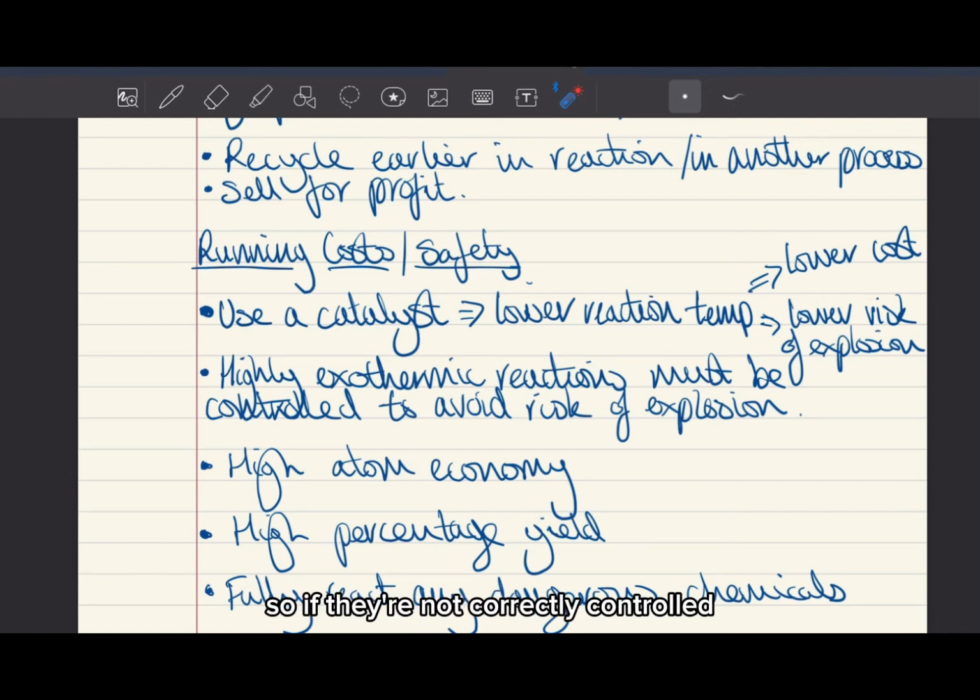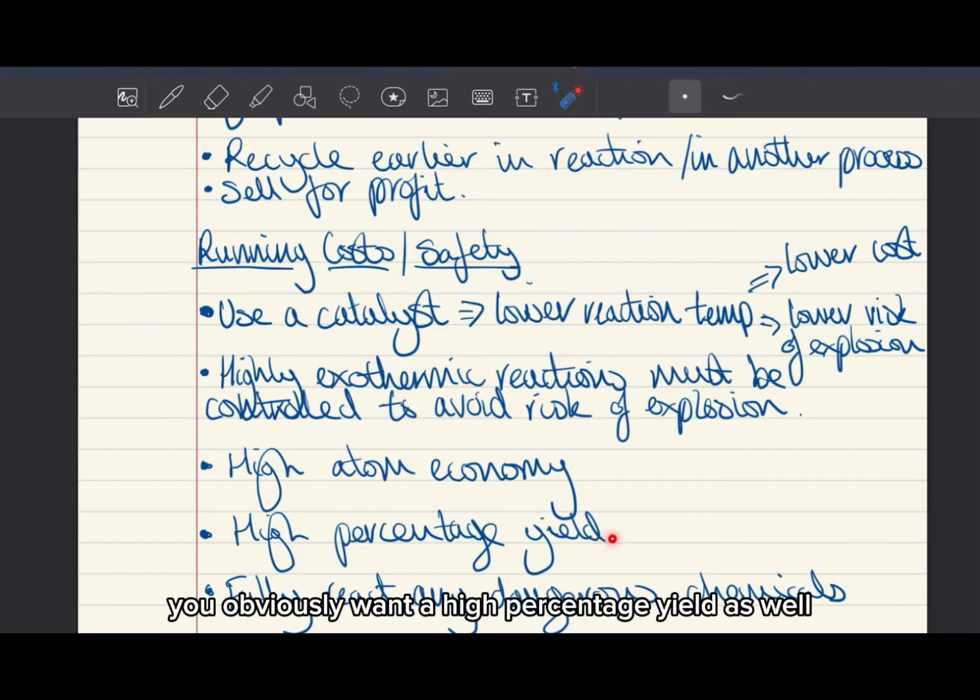So if they're not correctly controlled, then they have a high risk of explosion, which obviously is not ideal. So if you are asked about that, that's what you need to say about that. When it then comes to the running of the reaction as well, you want to make sure you've got a high atom economy. So atom economy is the percentage of your reactants that end up in your product. So if that's high, it means you're not having much waste.